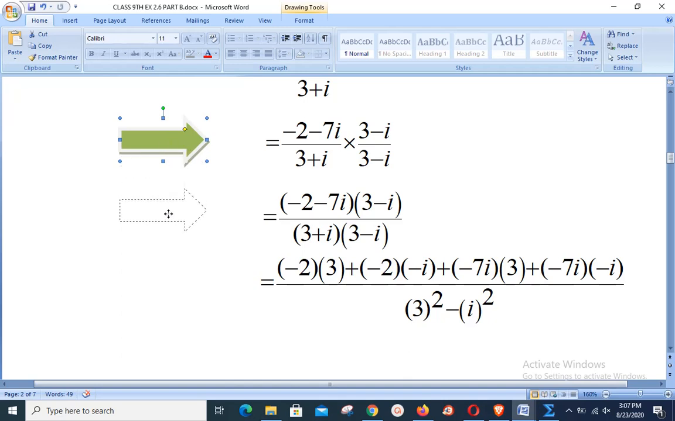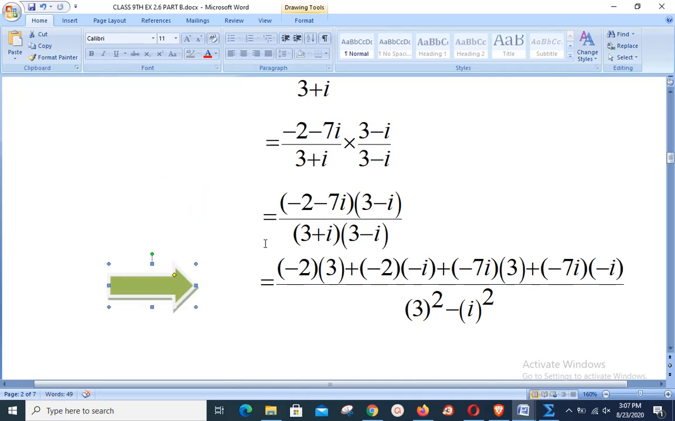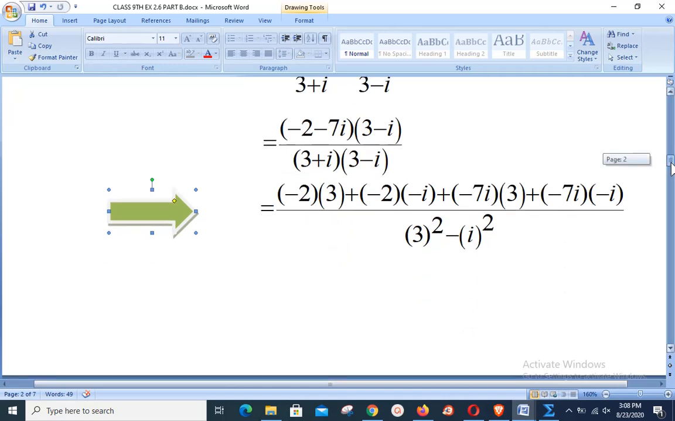In the next step, multiplying numerator to numerator and denominator to denominator, we have minus 2 minus 7 iota into 3 minus iota over 3 plus iota into 3 minus iota. Very simple. In the numerator you have to multiply minus 2 with both 3 as well as minus iota. Applying this, minus 2 into 3 plus minus 2 into minus iota. Now the second element of the first bracket, that is minus 7 iota, first into 3 and then again plus minus 7 iota into minus iota. The denominator is very clear. A plus b into a minus b gives us a square minus b square.